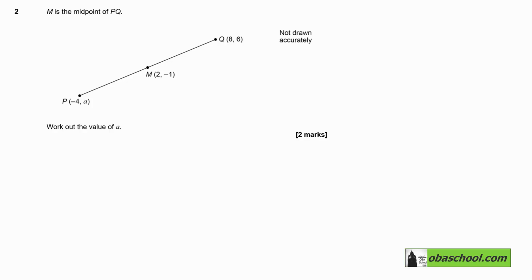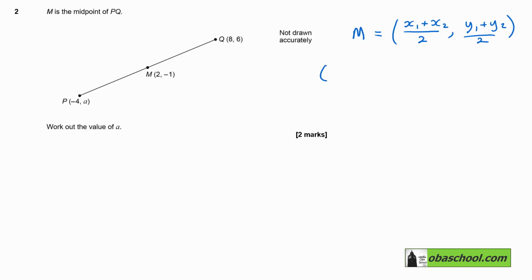M is the midpoint of PQ. Work out the value of A. One way we could do this is to use the midpoint formula. So M is equal to x1 plus x2 divided by 2 and y1 plus y2 divided by 2.